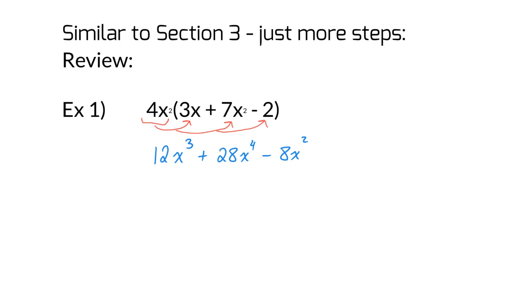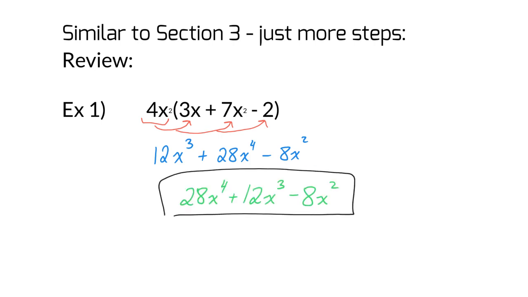Now I could leave this like this, but I noticed that this is not in the correct order. All of these terms have x's, but I want to write the x's highest exponent first to lowest. This is my final answer. It's not very important to do this right now at this stage, but it will come up later on, so it's a good idea to get in the habit of checking the order of your polynomial before you're done.